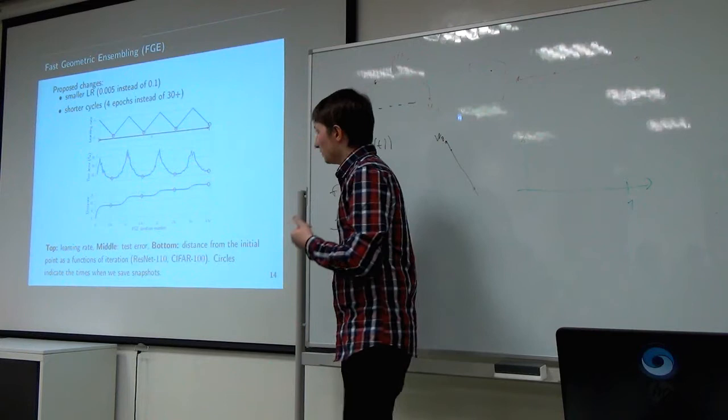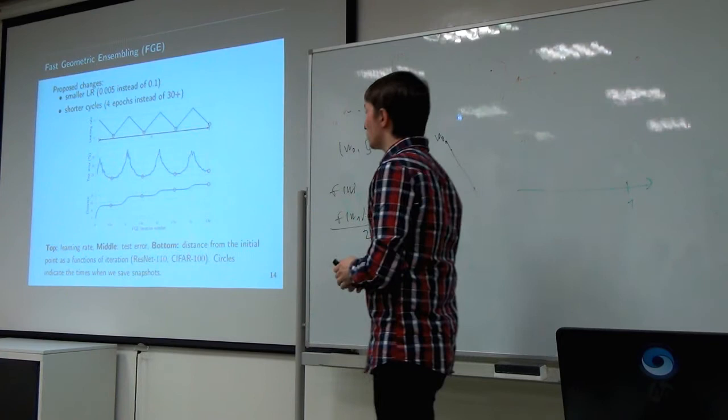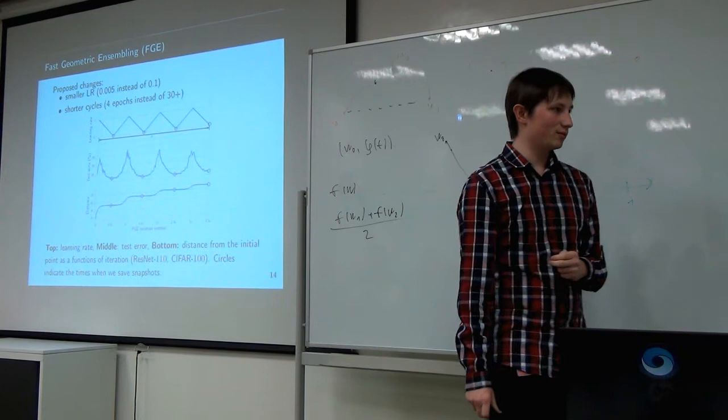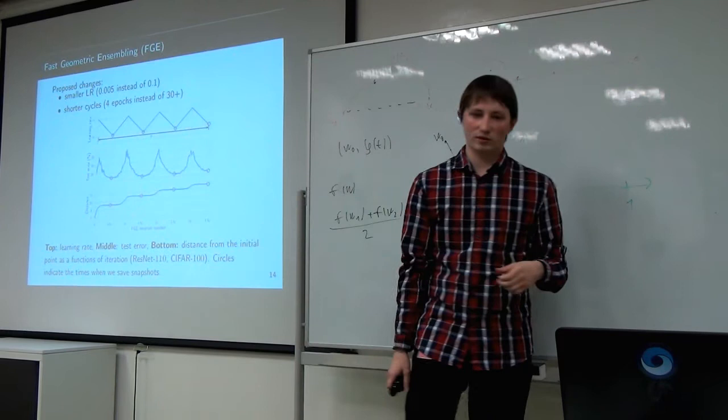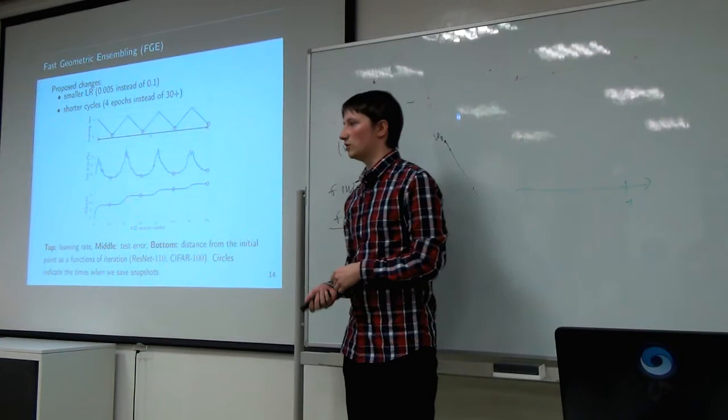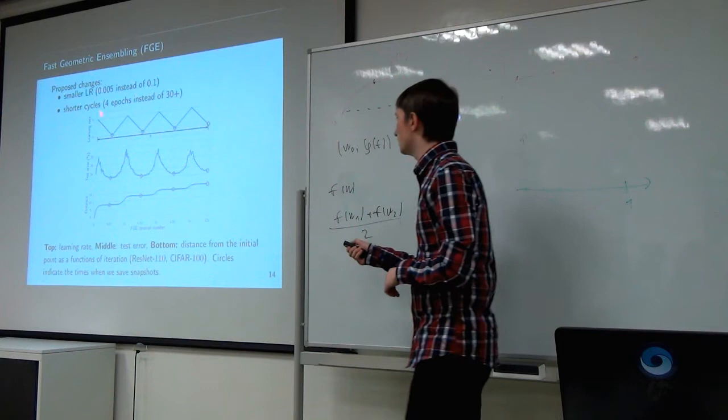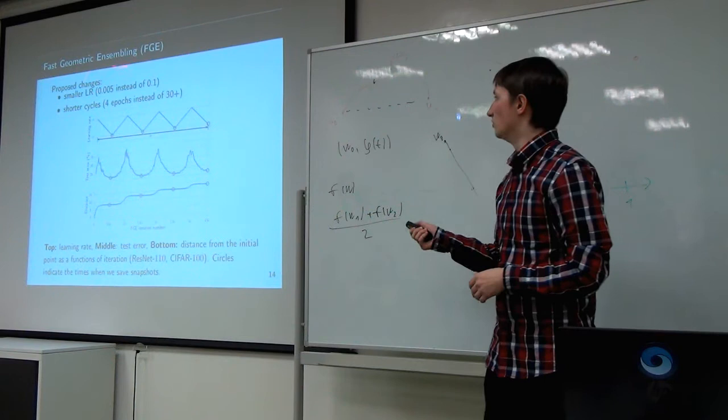Inspired by our observations about the curves, we propose to make some changes to the snapshot ensembles training. First, we propose to use smaller learning rates. In the basic snapshot ensemble, you increase your learning rate to the initial value, let's say 0.1. Instead of this, we propose to increase it not very much, let's say to the value of 0.005, and start the next cycle from this value of learning rate.